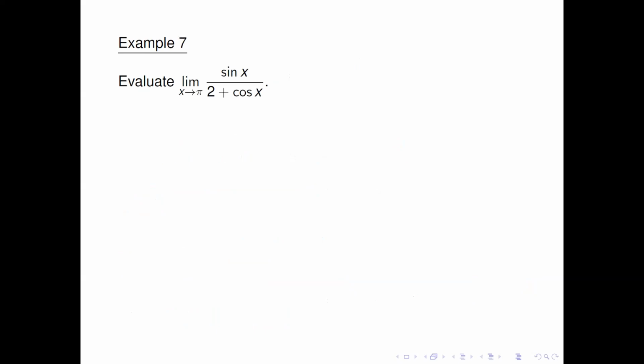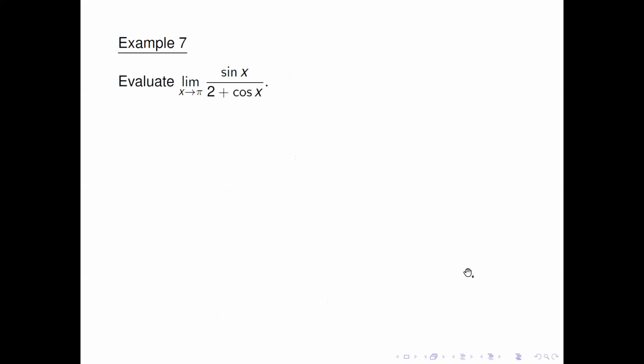Another example. Let's evaluate the limit as x approaches pi. Again, pi is the number pi, you know, it's 3.14, whatever. It's the ratio of the circumference to the diameter of a circle. The limit as x approaches pi of sine x divided by 2 plus cosine x.